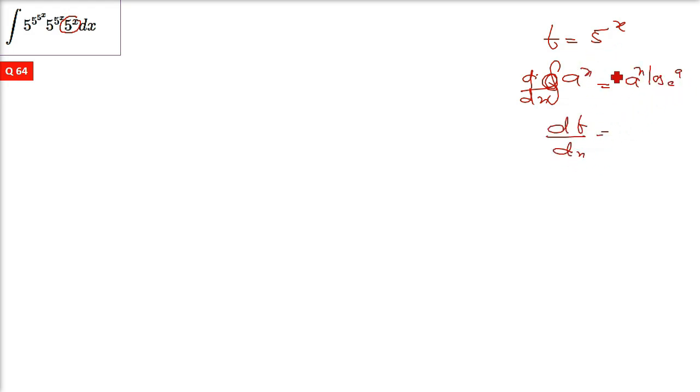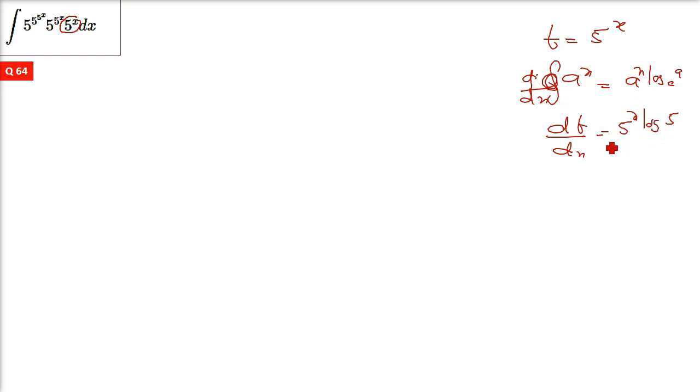So 5 to the power 5x, and then dx. We have no option. We have to just take 5 raise x. So t will be equal to 5 raise x. Now, a raise power x will be what? Integration you know already, but differentiation I'm talking about. Differentiation will be dt by dx, and the differentiation of a raise x is a raise x log e a.